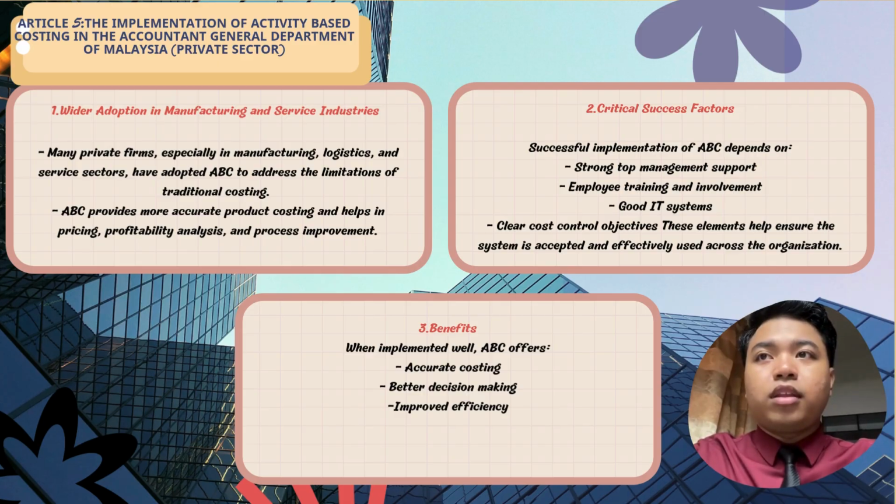Number 2, critical success factors. The successful implementation of ABC depends on several internal factors. Number 1, top management support. Leaders must drive the initiative and allocate resources. Number 2, employee involvement. Staff must understand ABC and participate in identifying activities and the cost drivers. Number 3, IT infrastructure. ABC often requires software for tracking activities and costs. Number 4, clear objectives. Firms need a clear purpose such as cost control, pricing accuracy, or improving efficiency.